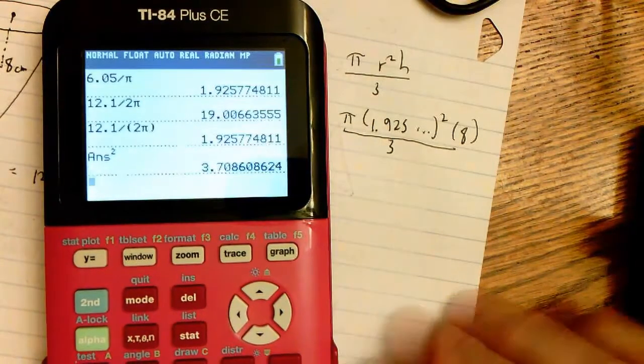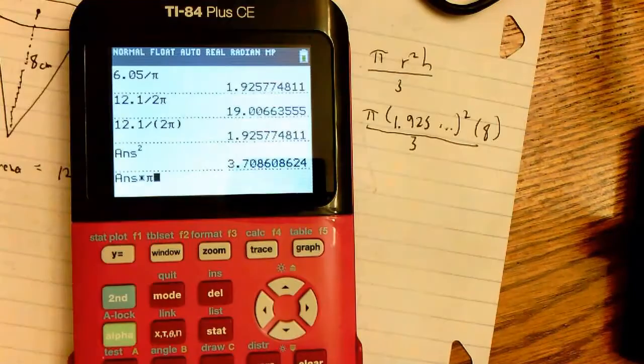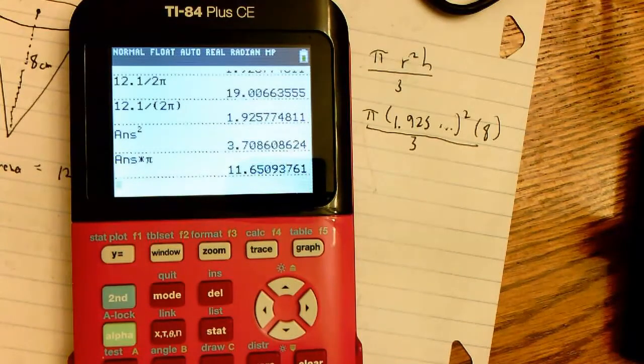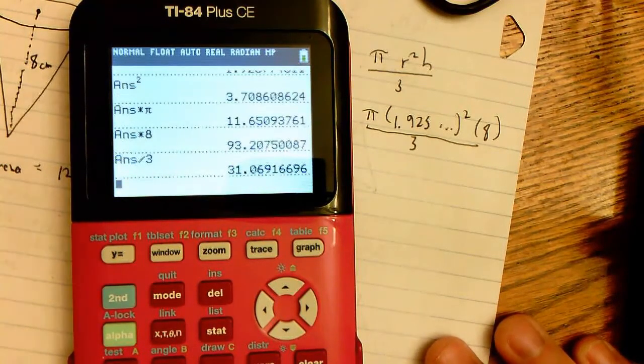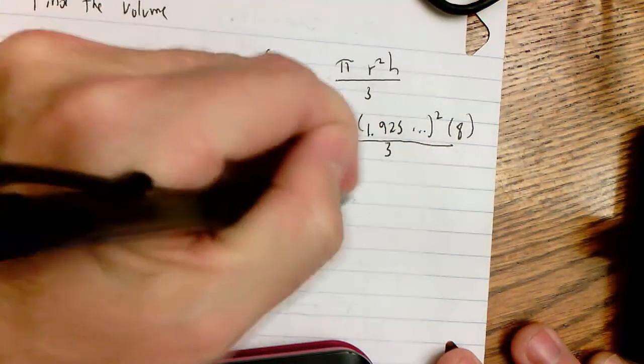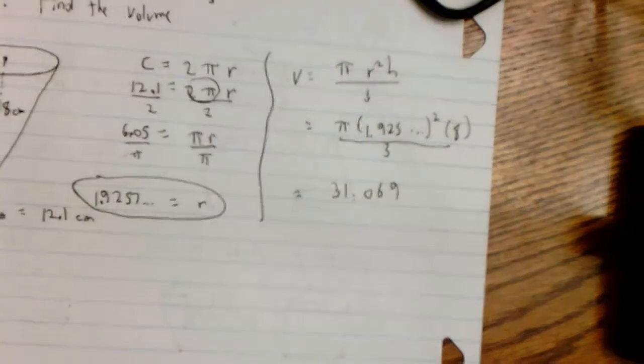And then I can multiply that times pi, enter, times the height, which is 8, enter, and divided by 3, enter. And my answer is 31.069 and some more. Right? So I just wanted you to see how to do that on your calculator.